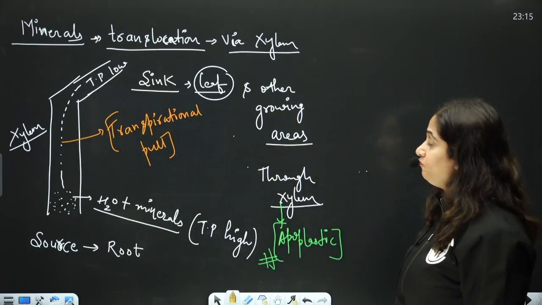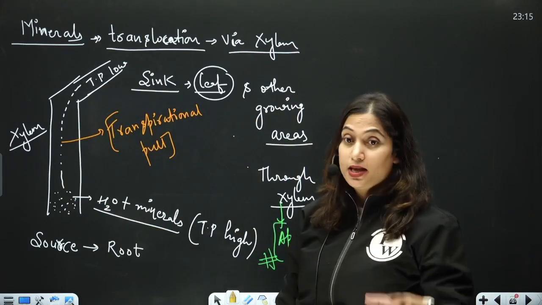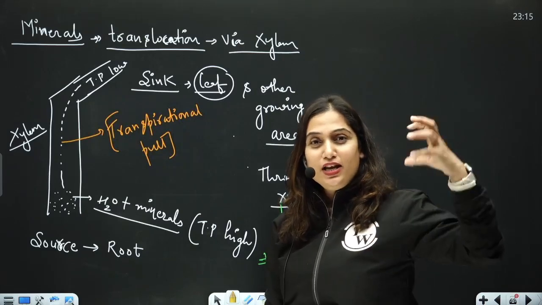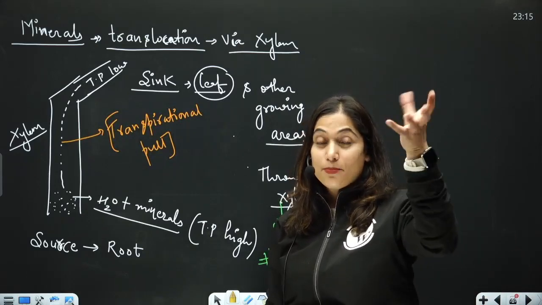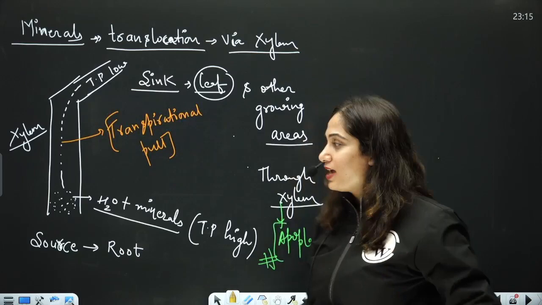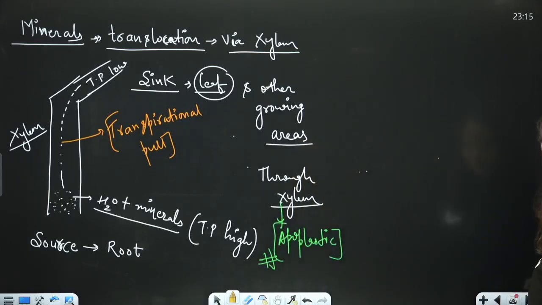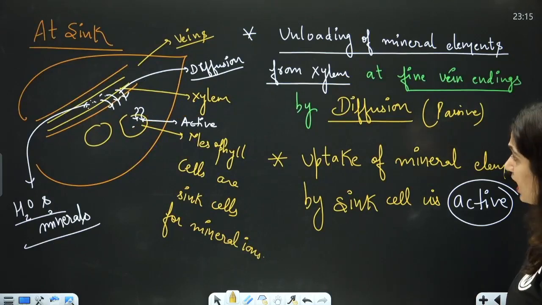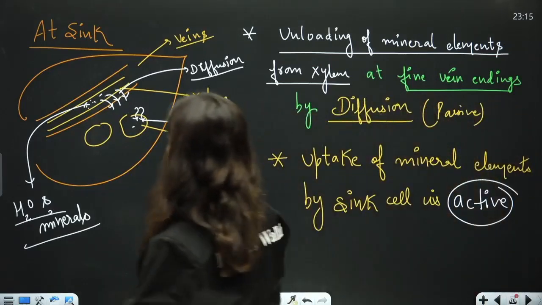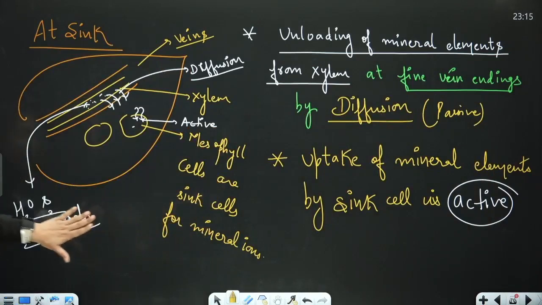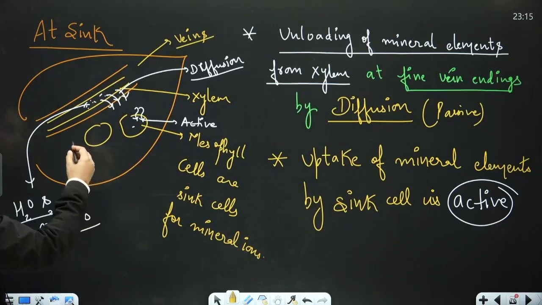So the sink for minerals, sink means the parts which need the minerals. Source is the root from where the minerals are going upwards, but the sinks are the leaves which need mineral elements, right? Okay. Now let's see what happens when the water and minerals get translocated via xylem. So see here, this is a leaf, right? And these are the veins.